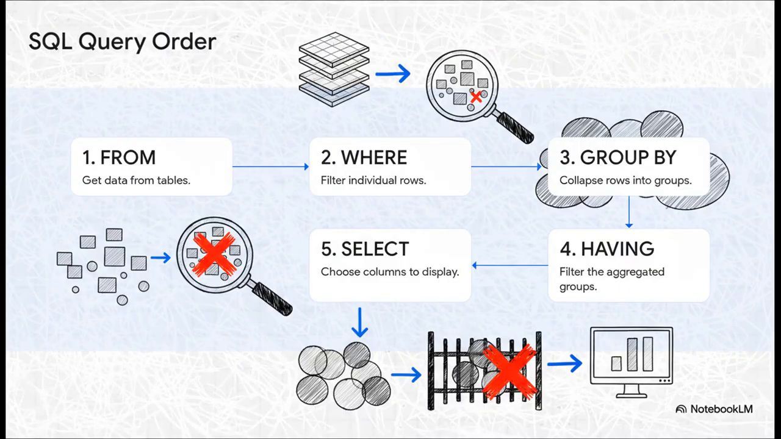This logical order of operations makes it crystal clear. Think about it from the database's point of view. First, it gets the data with FROM. Then, it filters the individual rows with WHERE. Only after that does it bunch them up with GROUP BY. After the groups are made, it filters them with HAVING, and finally, it picks the columns to show you with SELECT. So simply put, WHERE is for before grouping, HAVING is for after.